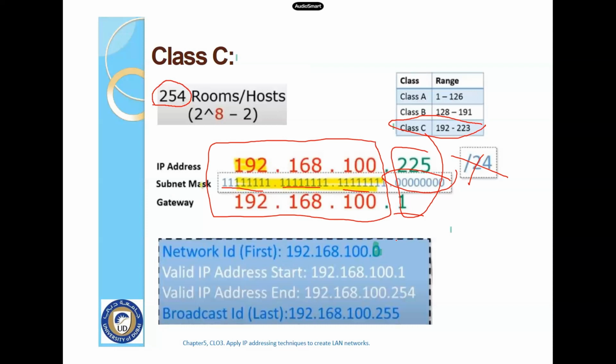So the network address is something like this. Valid IP addresses start from here until here, even though this is a gateway, but still a valid IP address. And this one is for broadcast. That's why I have the freedom of only 254 addresses that I can assign to hosts. All right, that is about class C. How many hosts? 254. Now, what about class B?